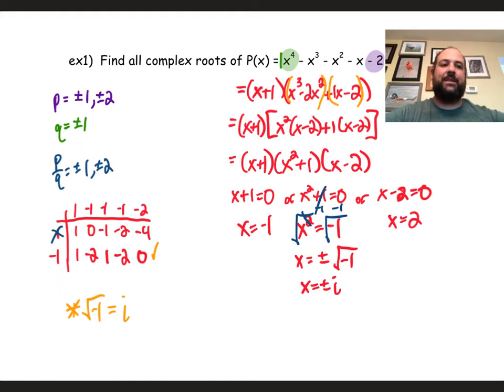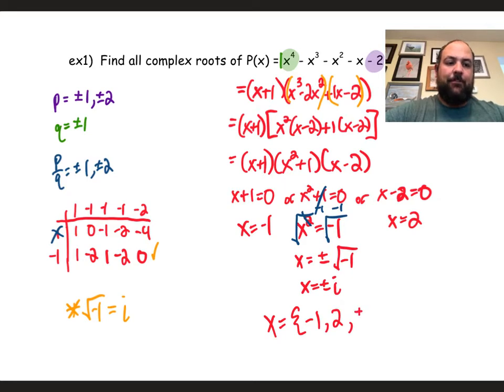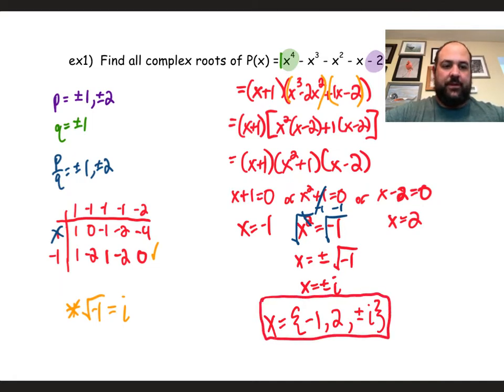So those complex conjugates there. And that means my total number of solutions in this case is 4. I get the negative 1, I get 2, and I get plus or minus i. So 1, 2, 3, 4 roots, which the fundamental theorem of algebra tells me, because my largest exponent here was 4, that I should have 4 roots, which is what we ended up with.